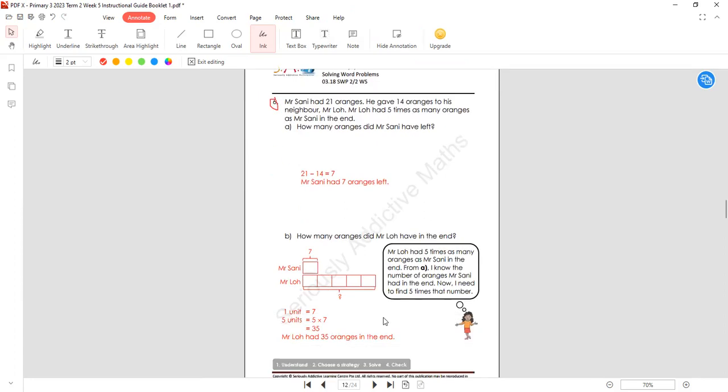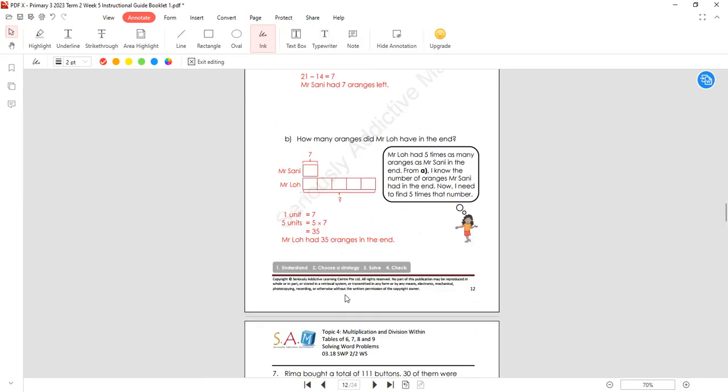Take them to question 6, because question 6 is a bit different. It starts off by doing 2 steps. They have to do subtraction first before they draw the bar model.